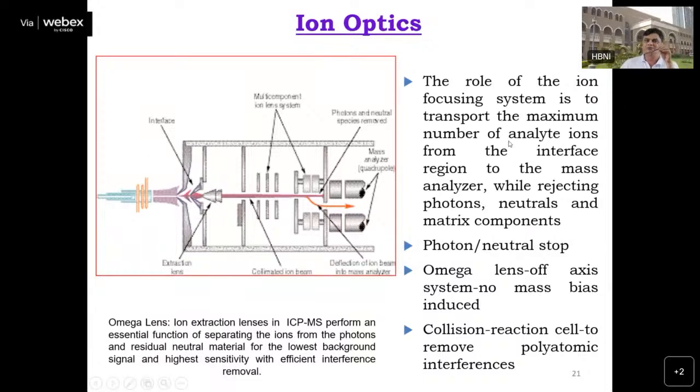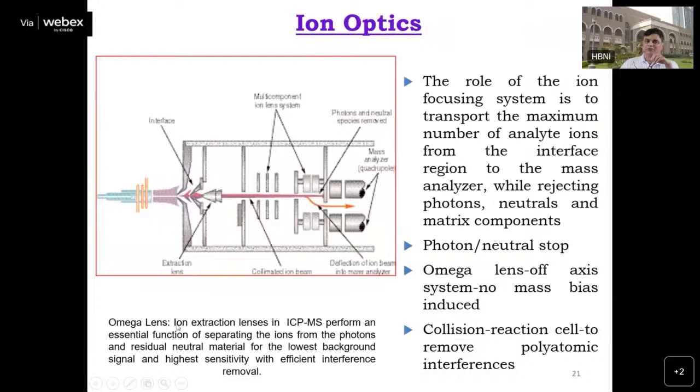Then, what is the job of this ion optics? The role of the ion focusing system is to transport the maximum number of analyte ions from the interface region to the mass analyzer. So for feeding these various ions highly efficiently, we use this ion optics. This ion optic rejects photons, neutrals, and matrix components, and we term it an omega lens, an off-axis system, with no mass bias induced.